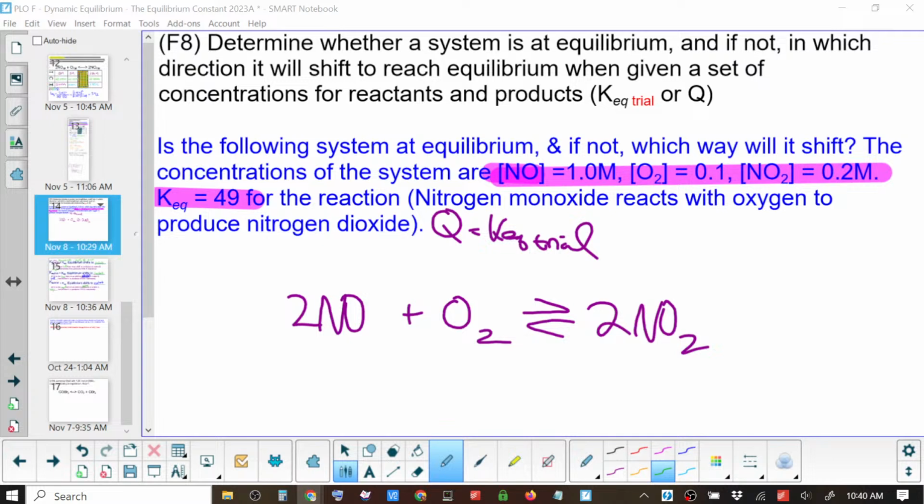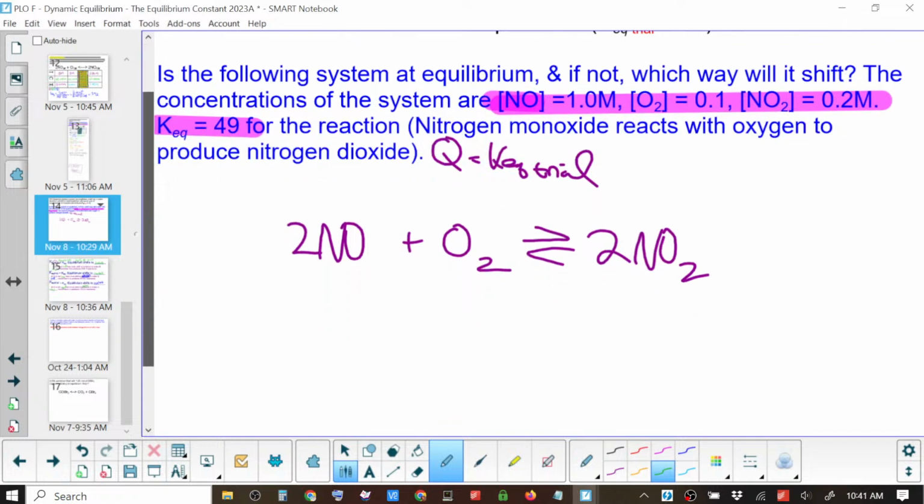Okay, do you know what a KQ equation is? So a KQ equation is products over reactants. So I'll start off with that. One of the first things we did, so you have it set up.